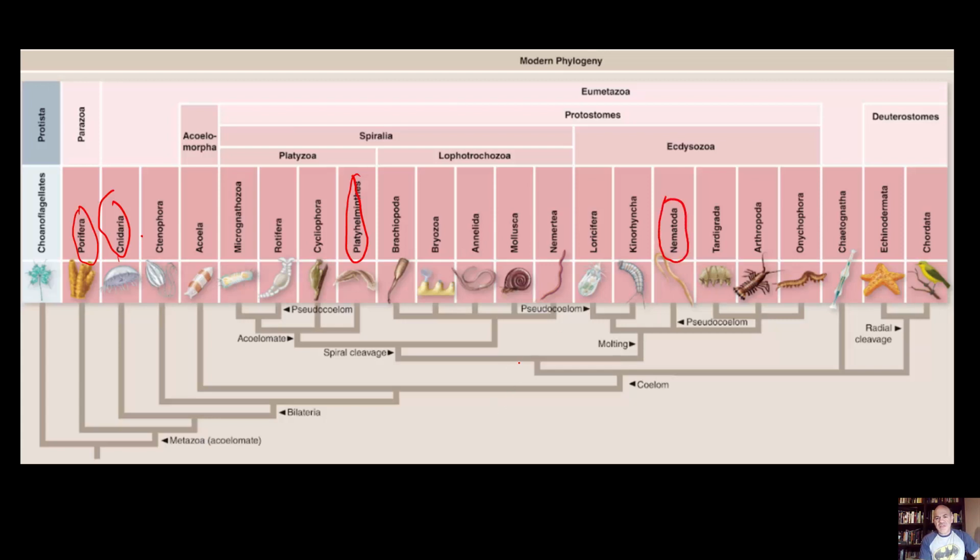So you can see this diagram is quite complicated. It used to look much simpler, but some new information has caused a rearrangement of the phylogeny here. We'll talk more about that in the lecture. So let's just go ahead and move on.